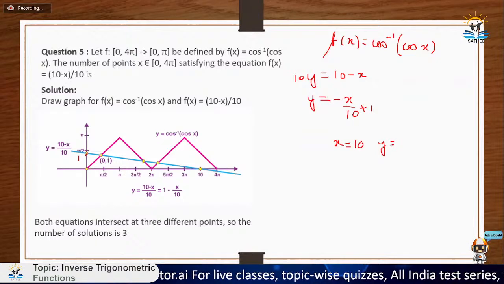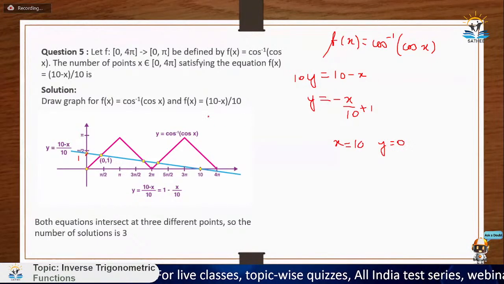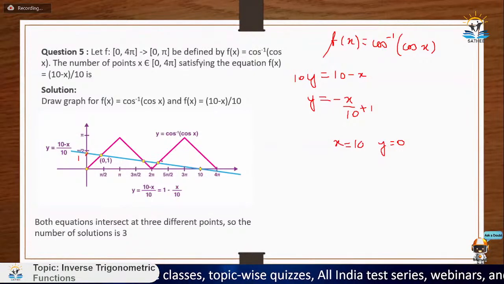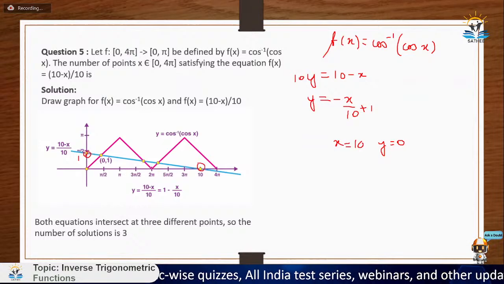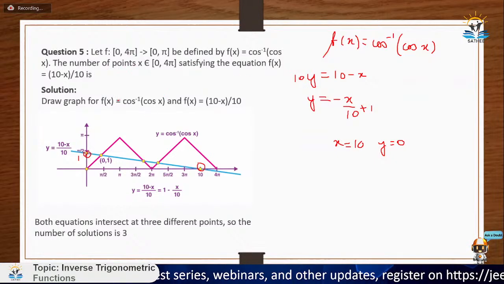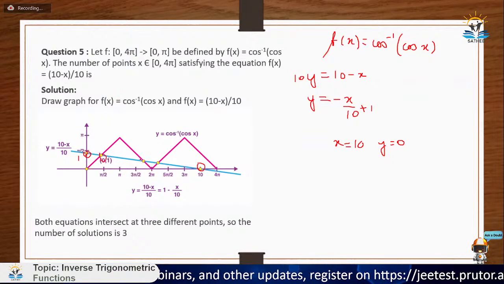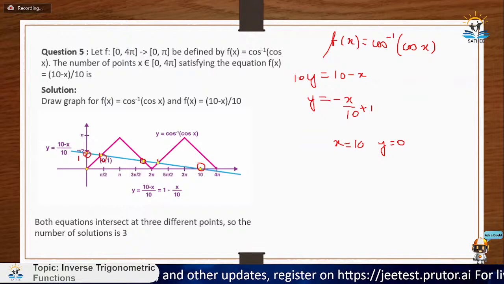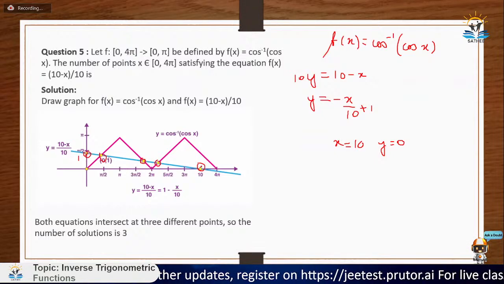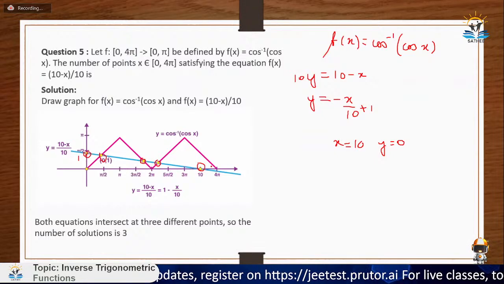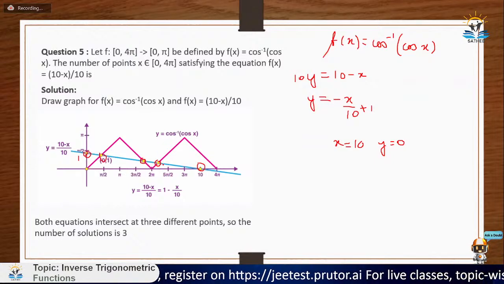I hope you got it. Basically, we have drawn this graph using these two points, (0, 1) and (10, 0). So stretch a line, and this is the cos inverse cos graph. What you want is that both equations should be satisfied, so you have to find those points where both graphs intersect. There is one point here, one point here, one point here, and one point here. No, that last one is not an intersecting point. So there are basically 3 points where the graphs intersect.